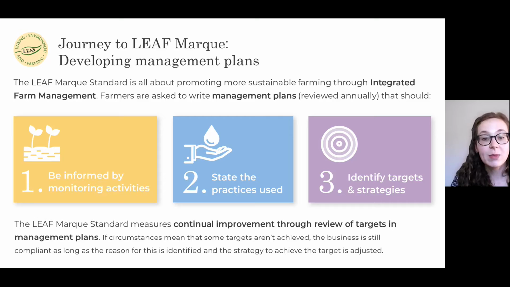The last step is to set targets, and this is to enable that focus on continuous improvement that is so important to LEAF-Mark and the principles of integrated farm management. It's okay if, due to unforeseen circumstances, you can't achieve your targets on a year-on-year basis. Whilst we'd love an X percentage increase every single year, that's not always feasible. So what we ask is that targets are set and then reviewed on an annual basis.